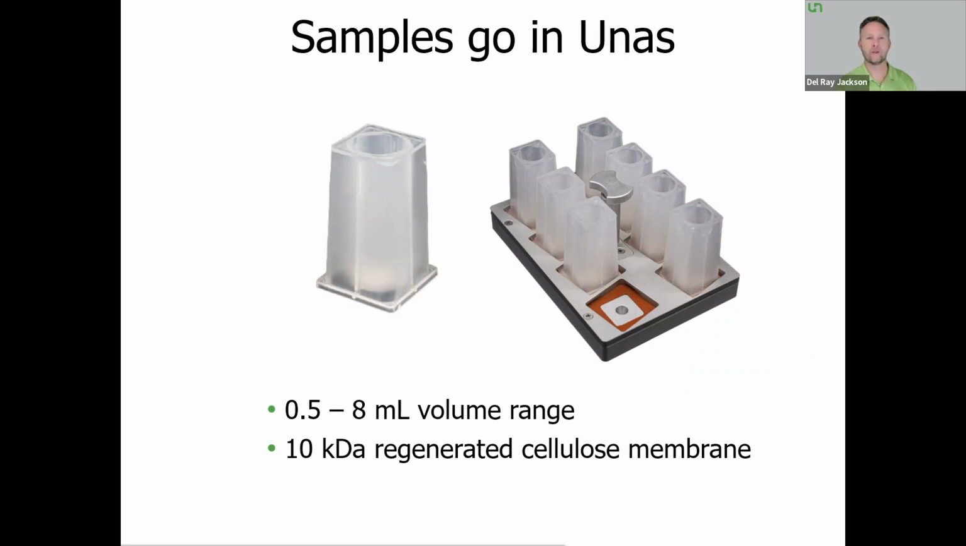The sample rack that you see there, that's where you can put from 1 to 8 Unas, so you don't have to run a full 8. I like that myself because it allows you to actually transfer your samples to the Unas at your bench, lock them into place, and then carry them over to the Unagi to let your buffer exchange or concentration happen.